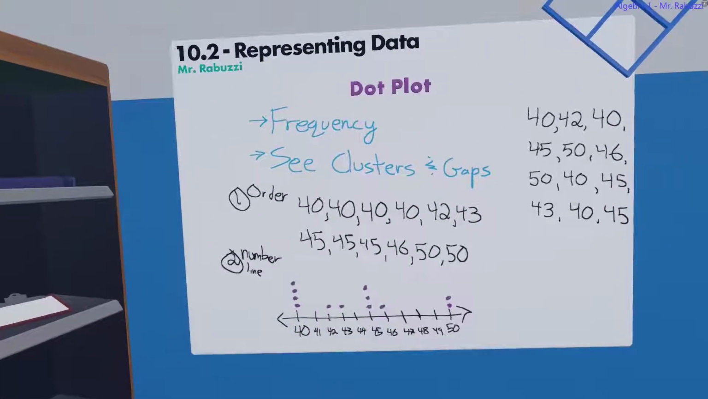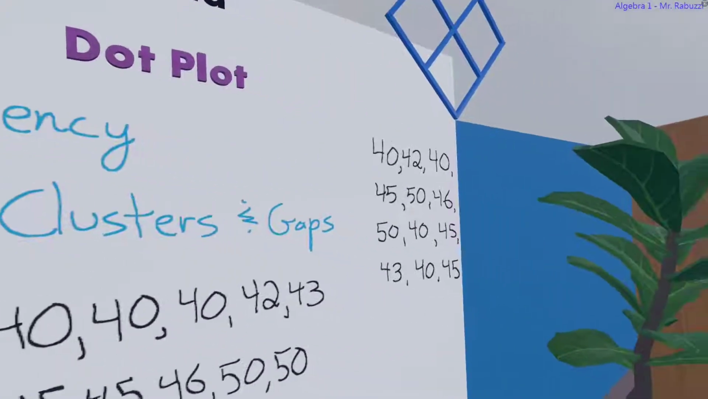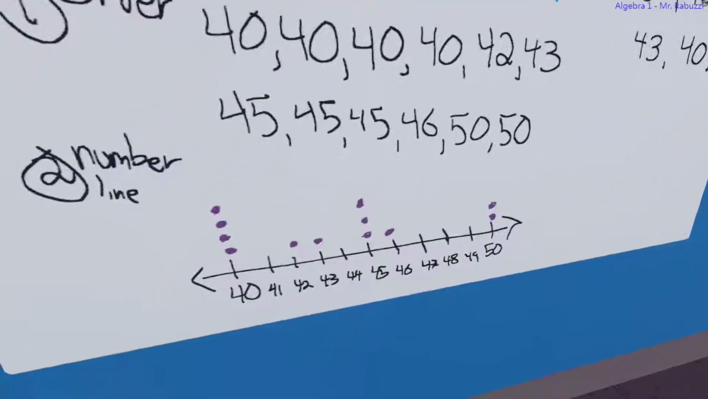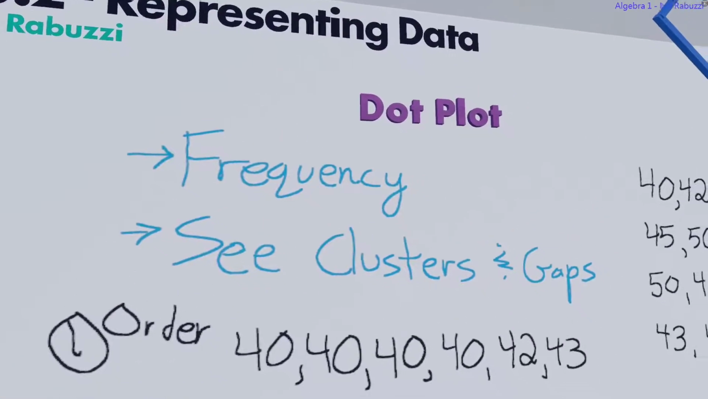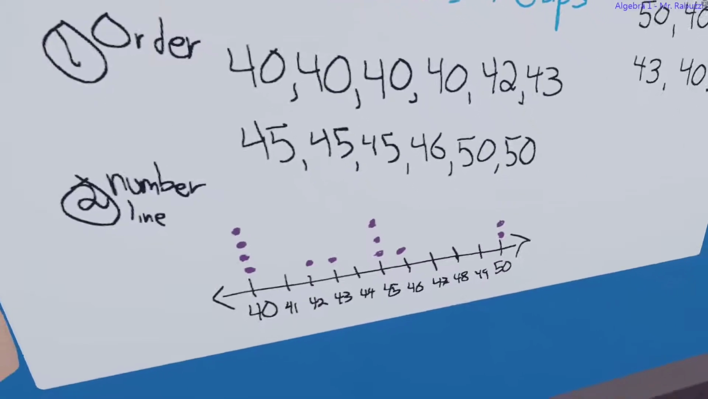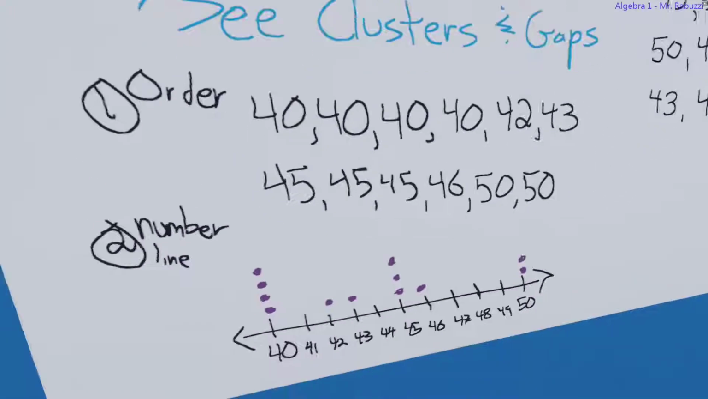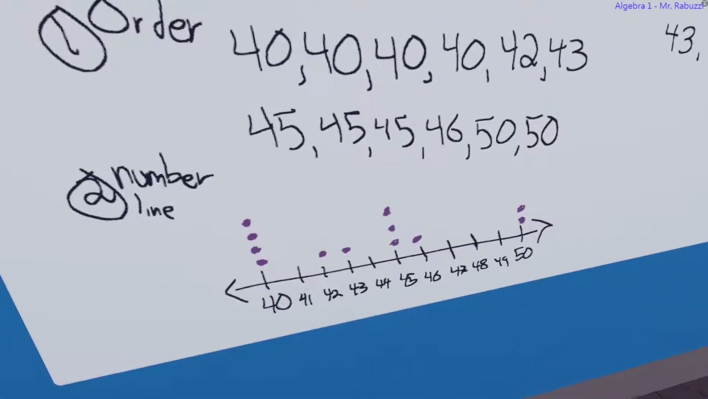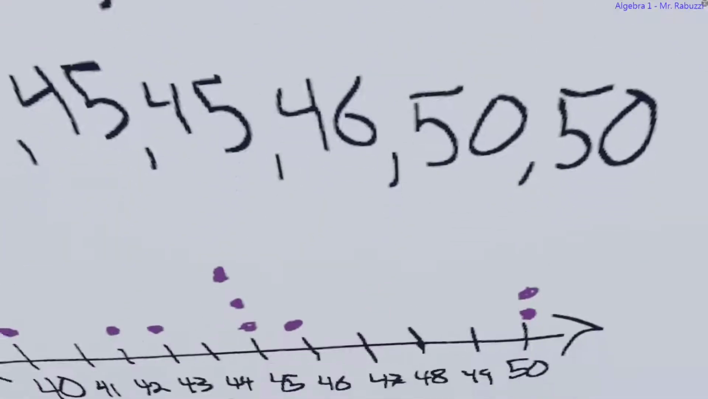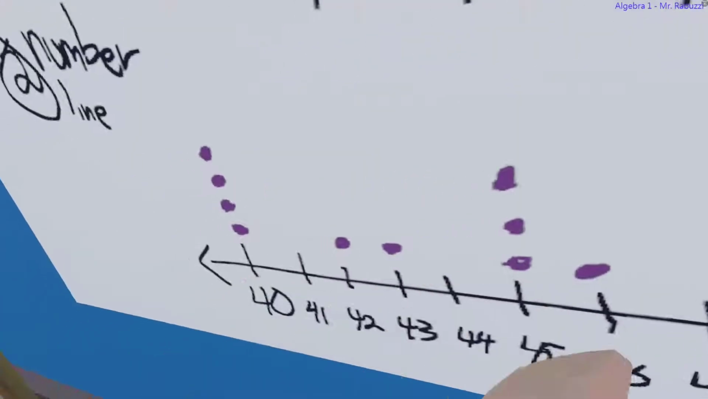So that's a dot plot. Those are good when you have scores like this where you can easily put them on a dot plot. And it helps us see the frequency, like how many people got 40, how many people got 45. And it shows the clusters and the gaps, right? Where did the most people have scores? If we look over here, the top of the scores is pretty empty and the bottom of the scores has everybody in it.